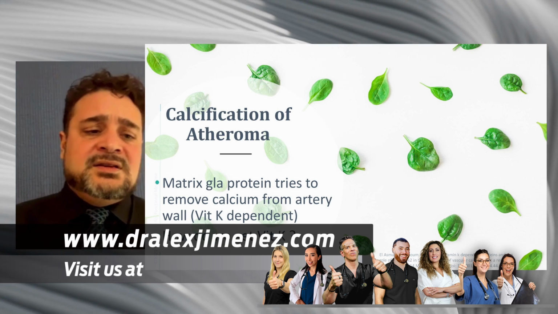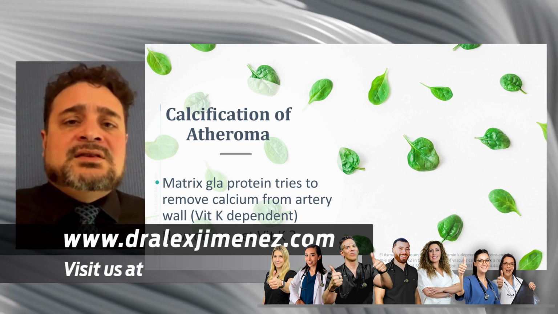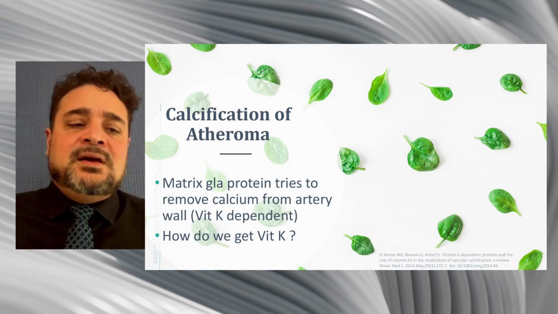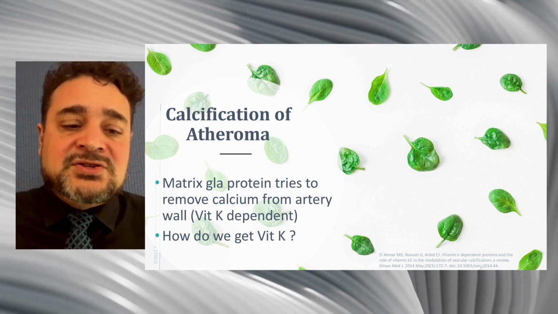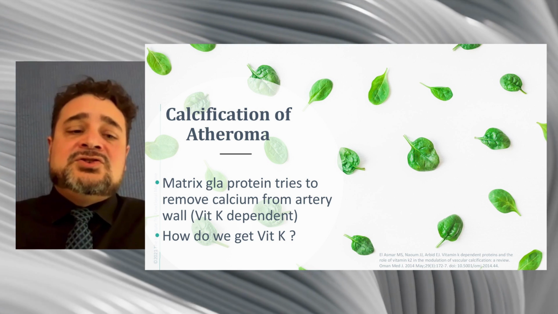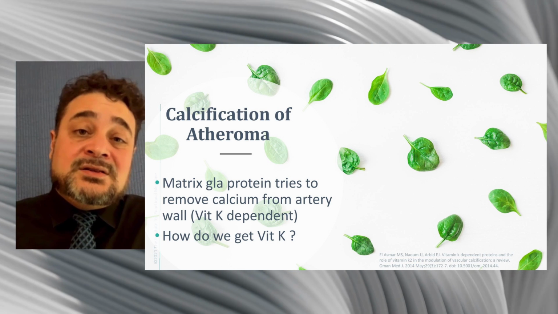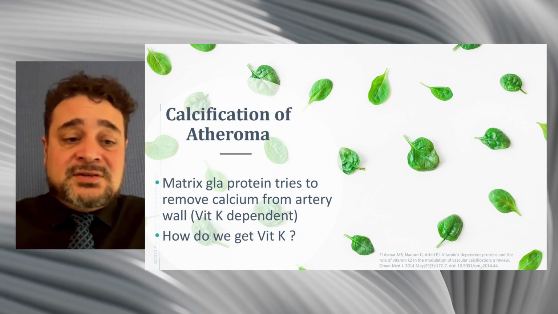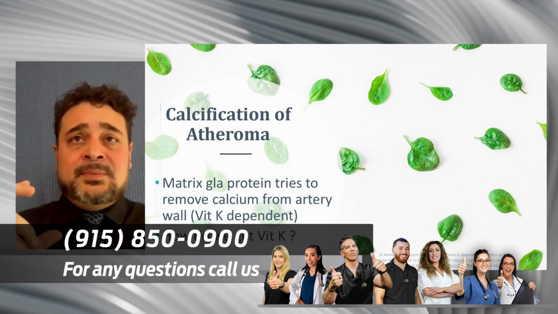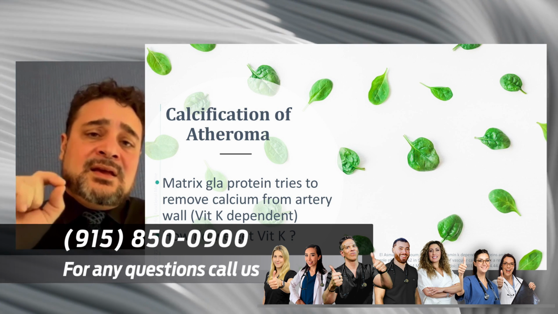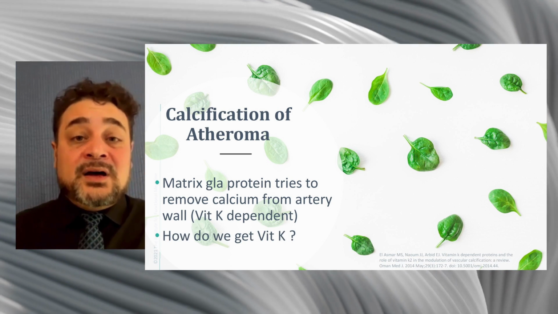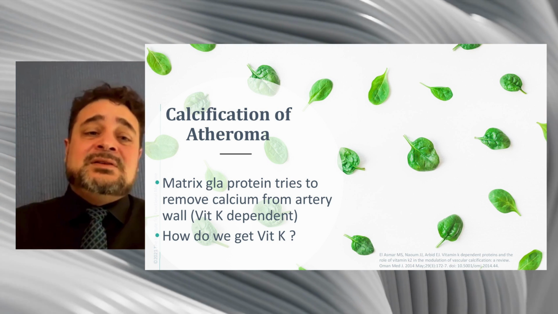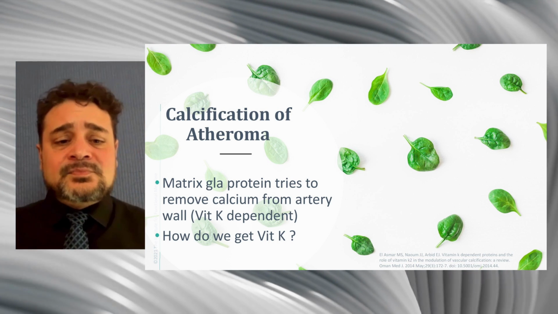So what can stop the calcification? There is an enzyme called matrix GLA protein, and it is vitamin K dependent. So you need to have activated vitamin K in your system. But its job is to pump the calcium out of the blood vessel wall and pump calcium into the bones.